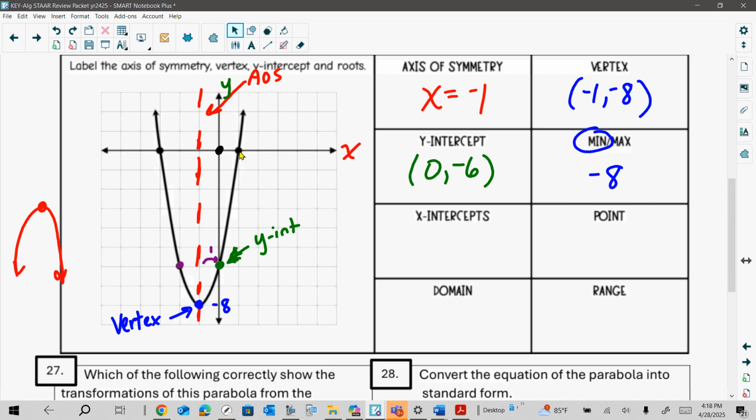Now, your x-intercepts. Most of y'all are doing great jobs of seeing when it touches x, when it crosses x. It's these two points right here, and we need the values there.